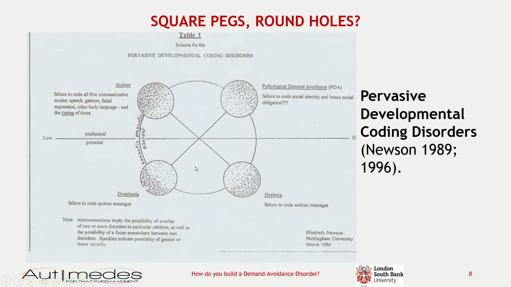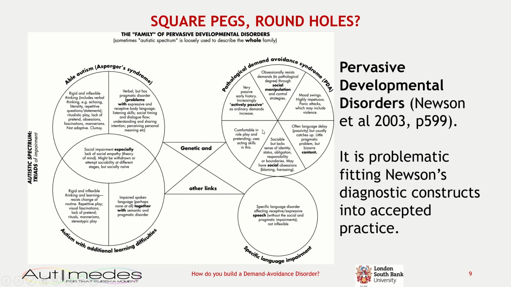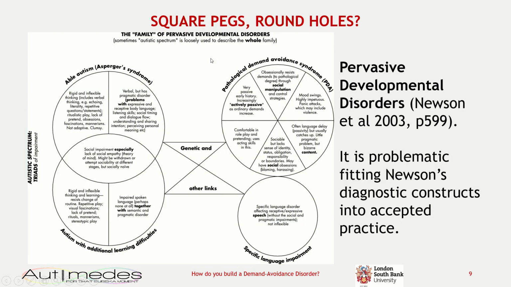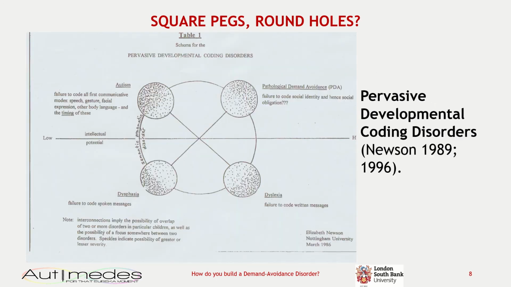This is not something that's widely used in diagnostic practice at the time, and certainly isn't anymore. So what Newton did is she evolved this diagnostic grouping later, and renamed it to pervasive developmental disorders. She literally just dropped the coding term. Coding is when a person has issues either understanding or processing aspects of communication. It explains why PDA is meant to have issues with coding social identity, and autism is meant to have issues recognizing body language and other bits and pieces.